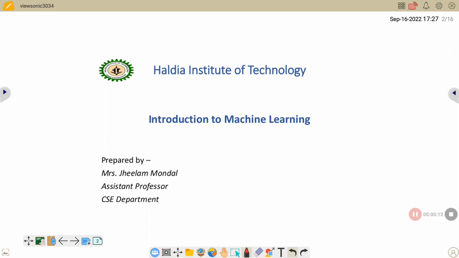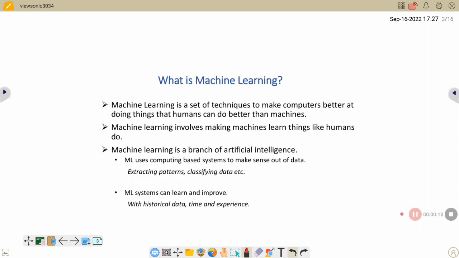So today we are going to discuss the introduction to machine learning. So what is machine learning? Simply, we have two words in it, right? Machine and learning. That means we are trying to make the machine learn. So coming to the statement here, machine learning is a set of techniques to make the computers better at doing the things that humans can do better than machines. So machine learning involves making machines learn things like humans do.